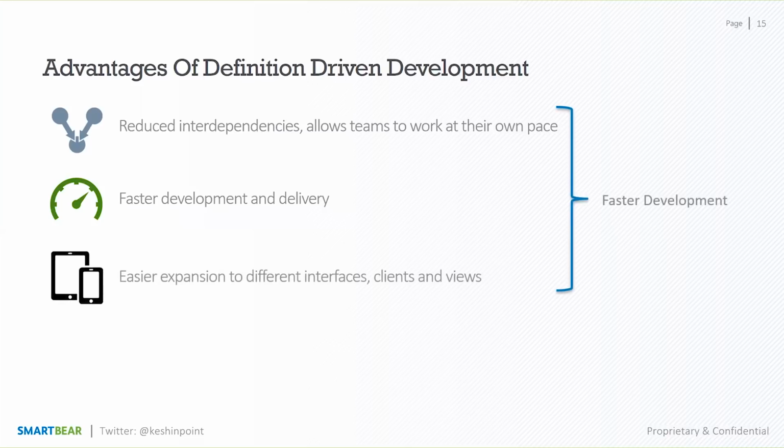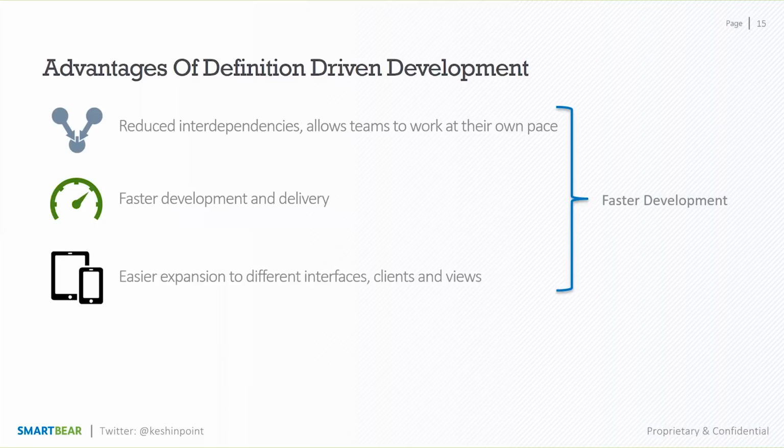You can easily expand to different interfaces, clients, and views. Especially right now in 2018, there are so many devices and so many different front-end applications consuming your services, right? With the definition-driven approach, it becomes much easier to expand to different interfaces, clients, and views because you have an API in place. And APIs essentially are just data, and you can use that data across different clients.